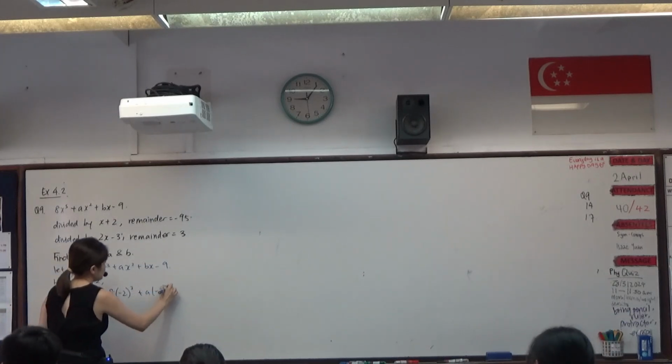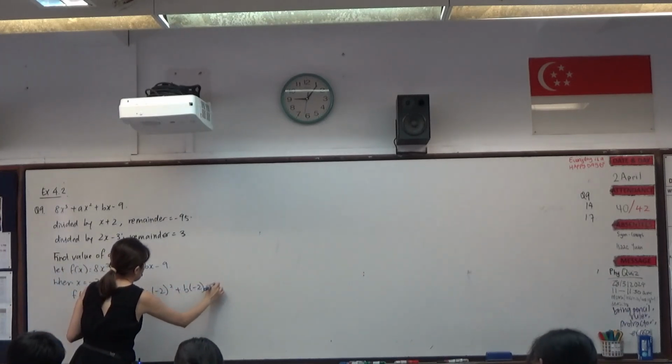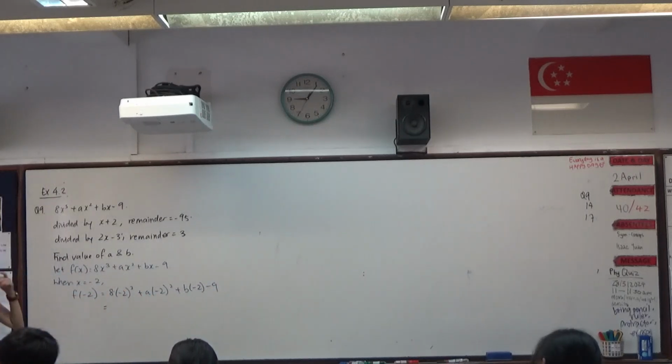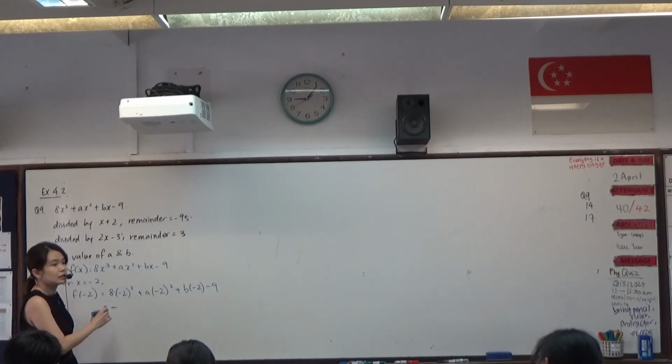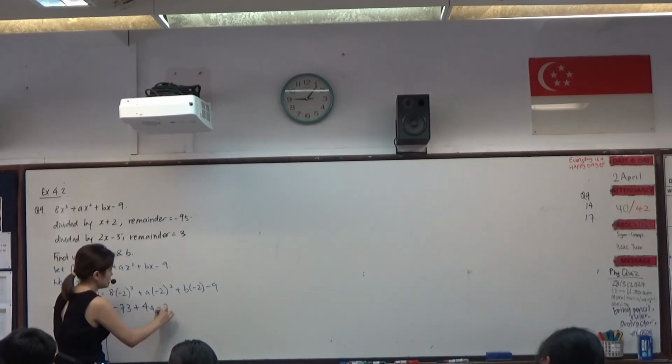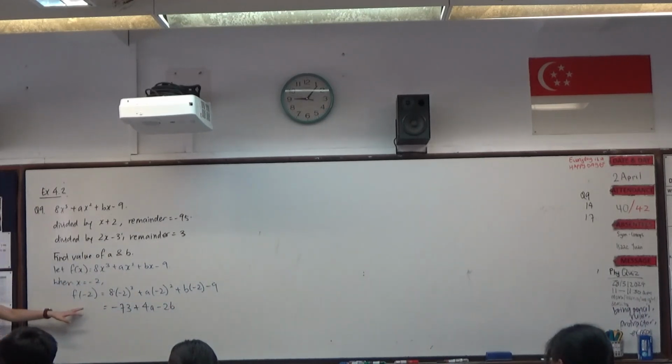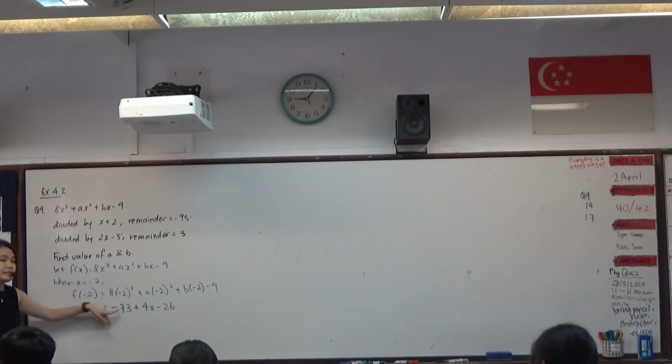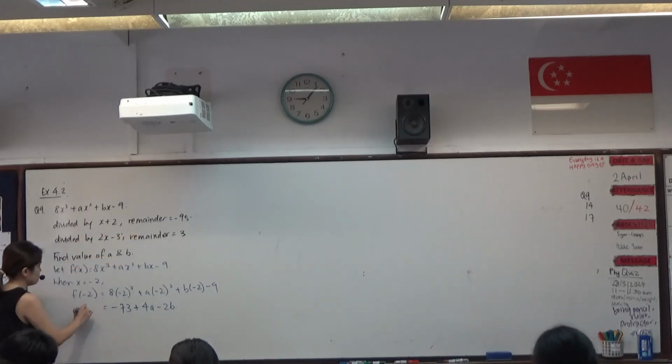You substitute, right? Okay, and simplifying this, what is that? Negative what? 73 plus 4a minus 2b. That's all? Okay, so what is this equals to, Jaden? I simplify already. Then this expression itself, what is the value that's equal to? Negative 95, okay? Because there's a remainder, right?